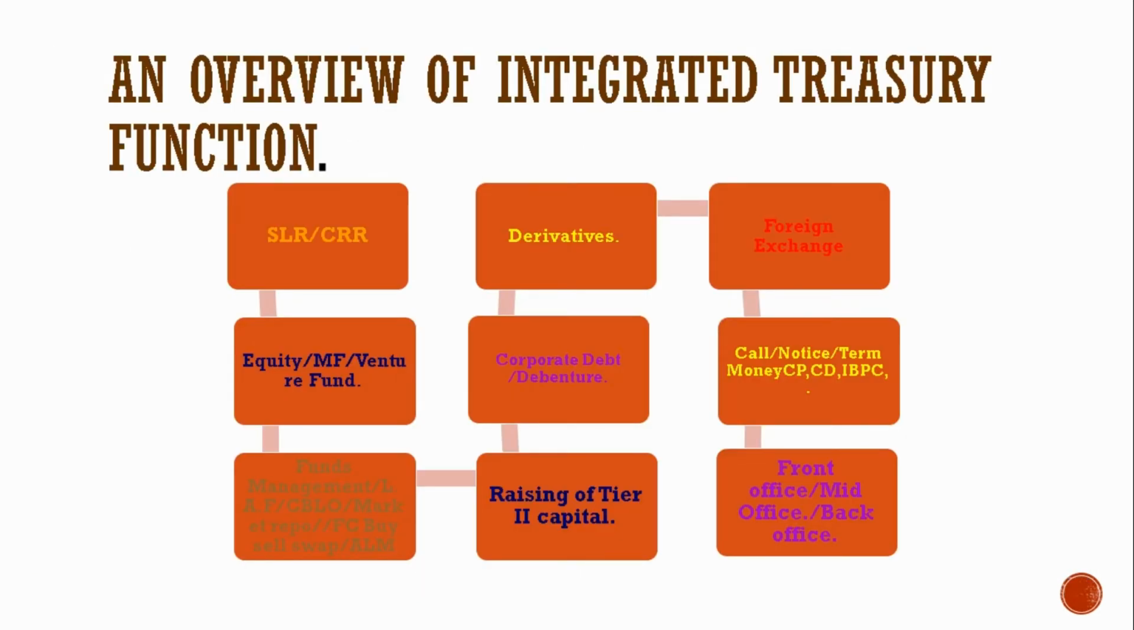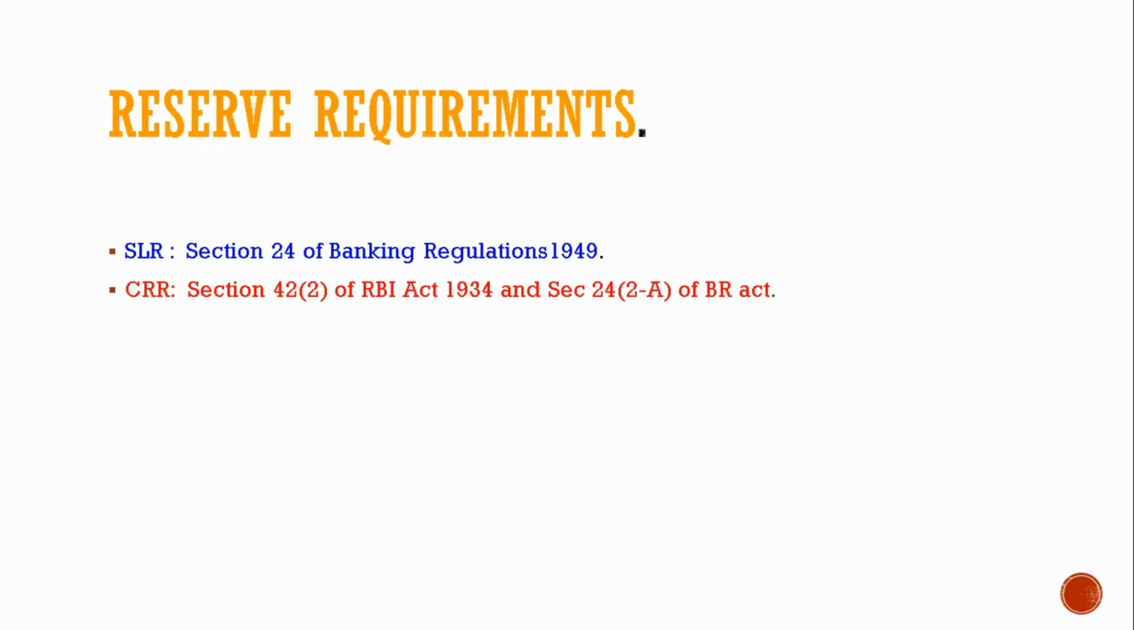Now, an overview of integrated treasury function. Treasury is all about dealing with assets, which could be in the form of SLR, CRR, equity, venture funds, funds management, raising of tier 2 capital, corporate debt, debentures, derivatives, foreign exchange, call, notice, term money, commercial paper, front office, mid office, back office. So these are an improved or integrated version of the treasury function.